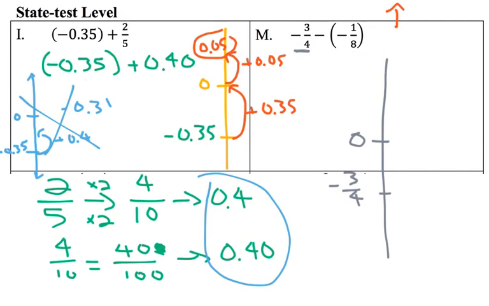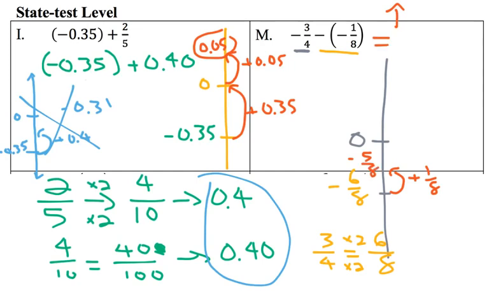I guess it would make sense to write 3/4 as eighths, which I can do by multiplying by 2 over 2. So I could change this to negative 6/8. And then I need to go up 1/8 because we're subtracting negative 1/8, which is the same as going up. So I'm going to go up 1/8. And since I'm getting 1/8 closer to 0, it goes negative 6, negative 5. So your answer should be negative 5/8.